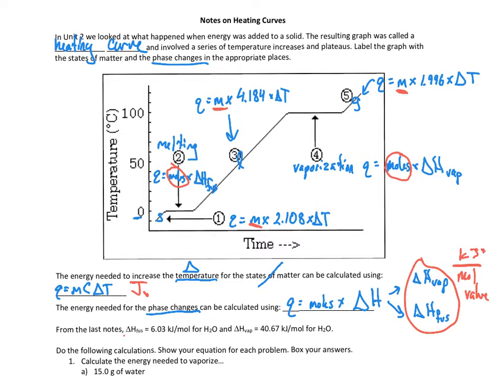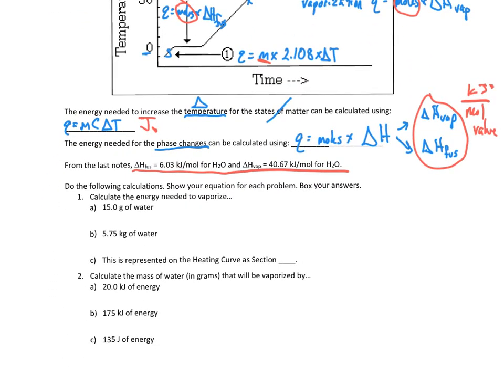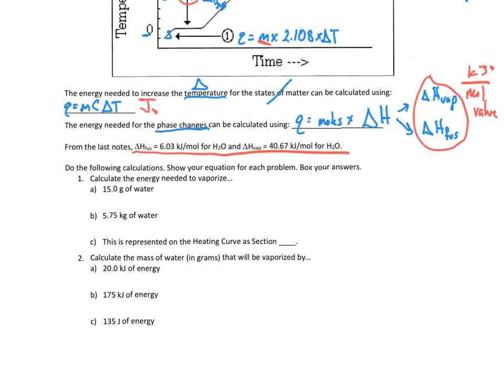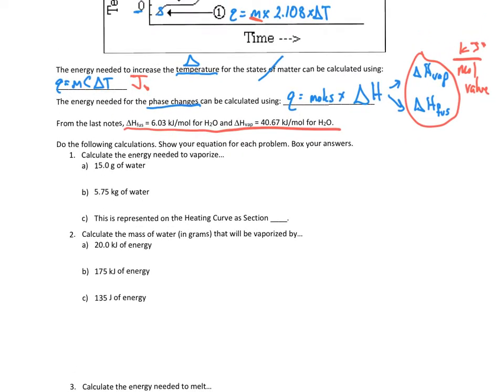Okay, and so I did provide these values. These are things that I would always provide on any homework or test, so you've got those. So let's just do a couple of refresher problems here. For question 1, calculate the energy needed to vaporize 15.0 grams of water.